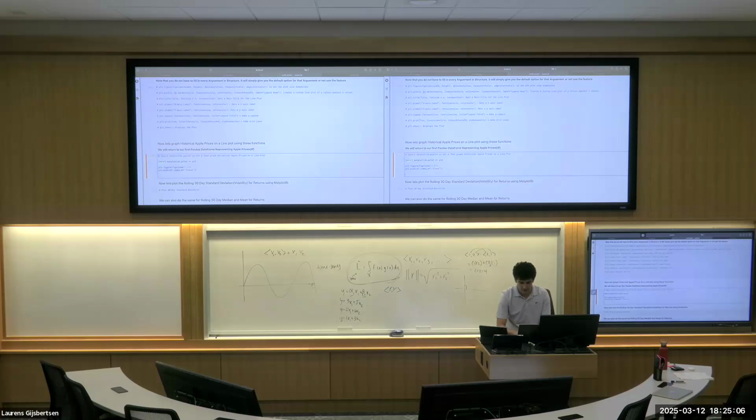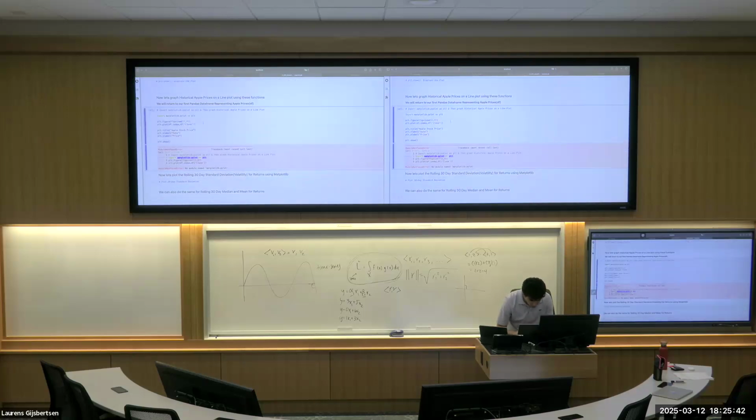So pretty much after that, we can assign a title. We can say plt.title is Apple stock price, right? And we could also assign titles for the X and Y axis. So plt.xlabel equals or is date. plt.ylabel is price, right? And then we could do plt.show to show this graph. Okay.